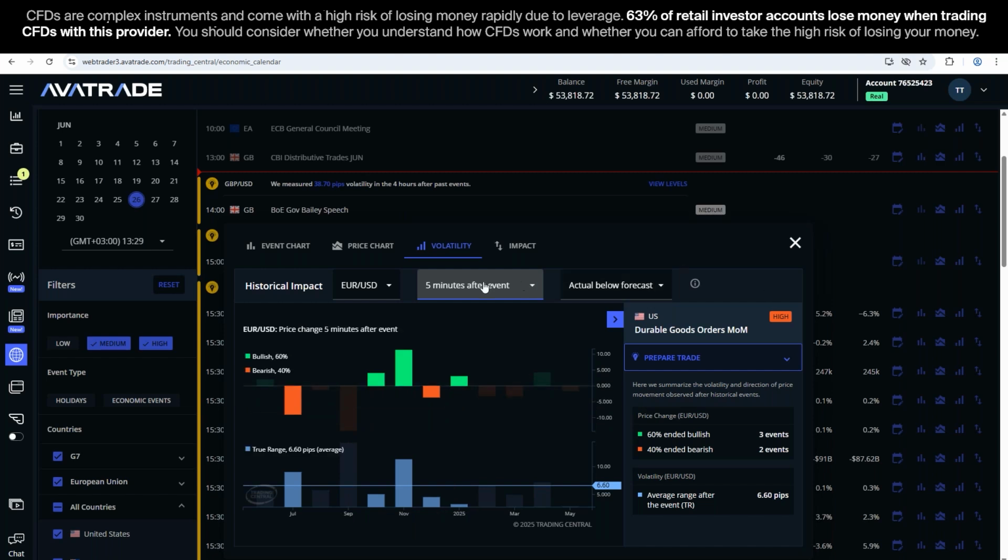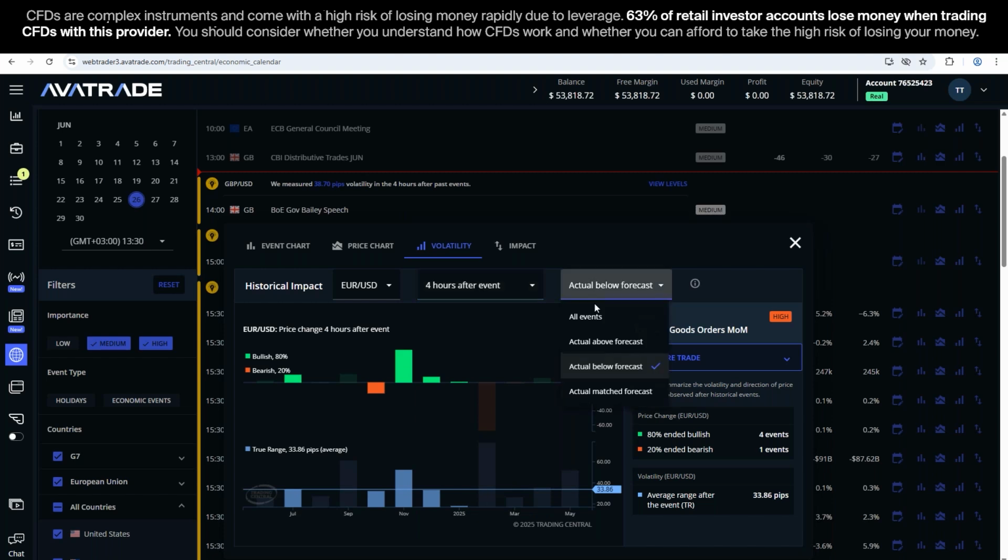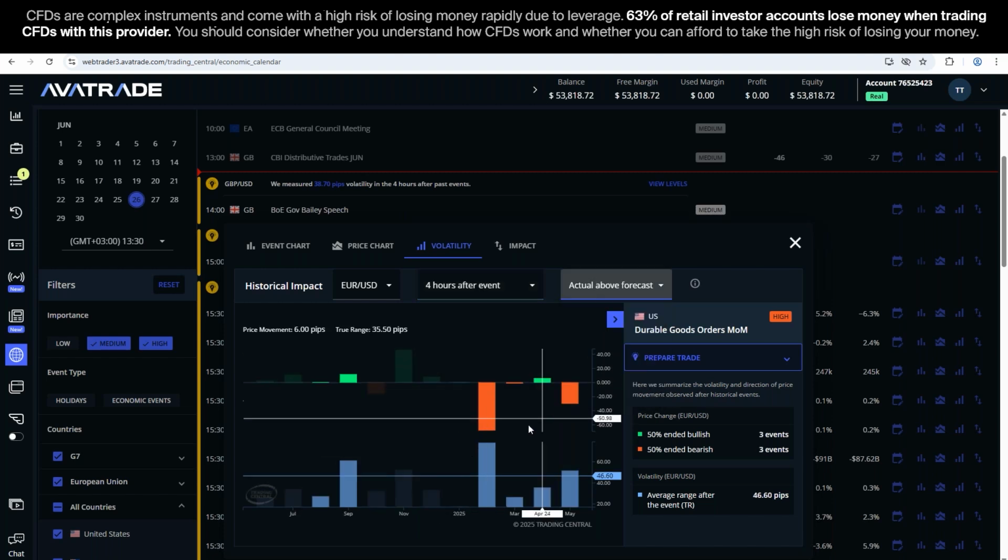So you see an actual trend reaction that is directly related to how this set of data came in. Below forecast, huge trend for the euro to climb against the USD. Above forecast, trend for the USD to strengthen against the euro in the hours following the announcement.